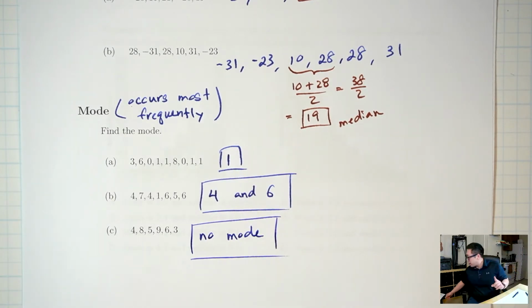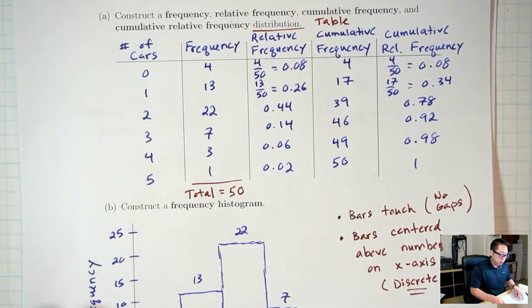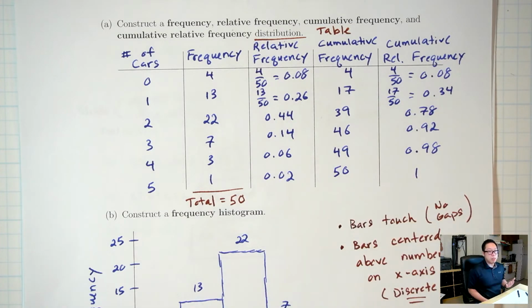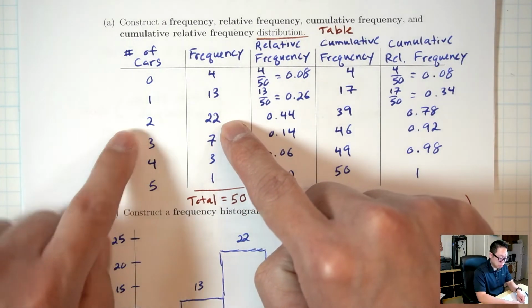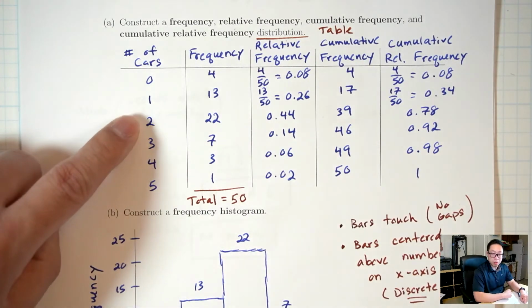Okay, let me throw it back to something we talked about in section 2.2. When we talked about distributions and histograms, if we have a distribution, which is a table, it's really easy to find the mode. The mode is the data value that occurs most frequently. Here, if we look at the frequencies, just look at the highest frequency, which is 22. This is saying that the 2 occurs 22 times. The 2 occurs most frequently. So here, the 2 is the mode.